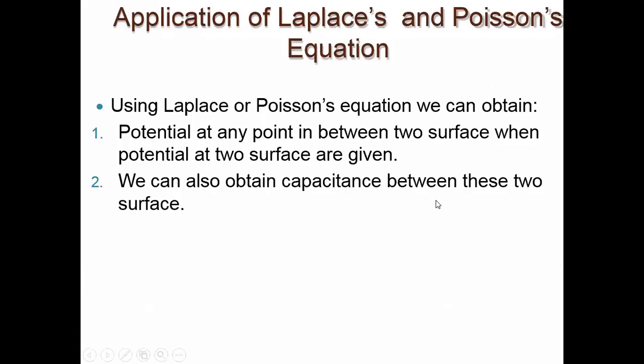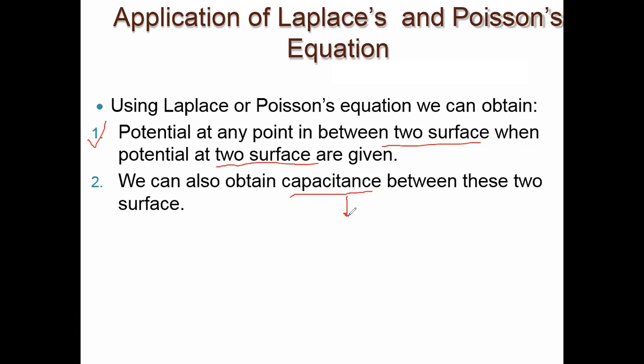So application. As I said, the potential at any point in between two surfaces, when the potentials at the two surfaces are given, then it is mainly useful. If you have to find the potential between the two surfaces, and the known thing is the potential at the two surfaces. Also, this can be used to find the capacitance.